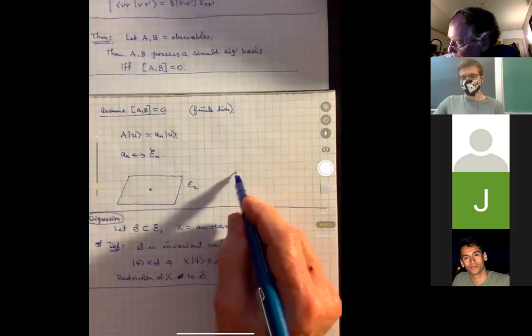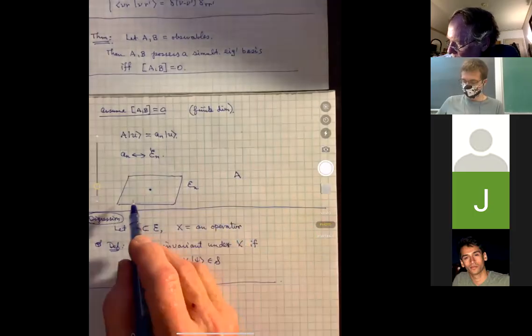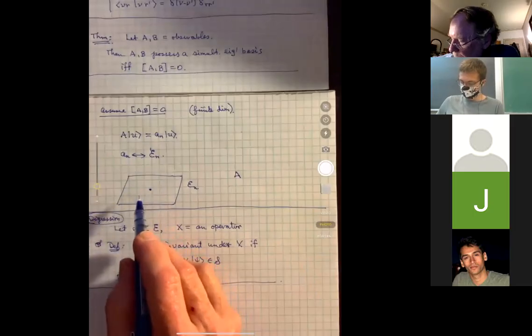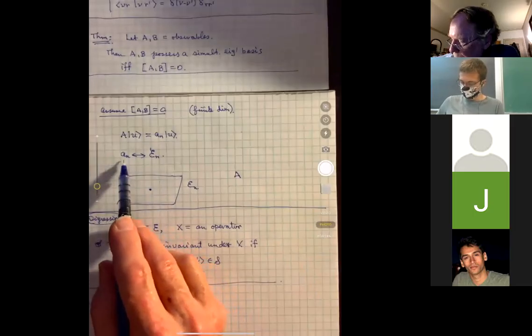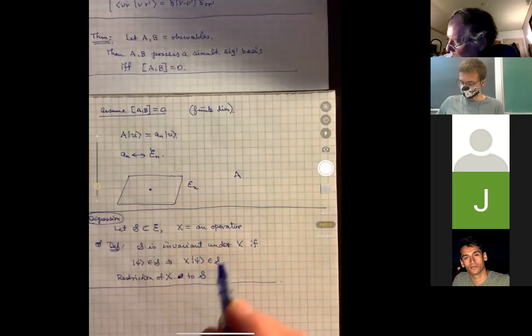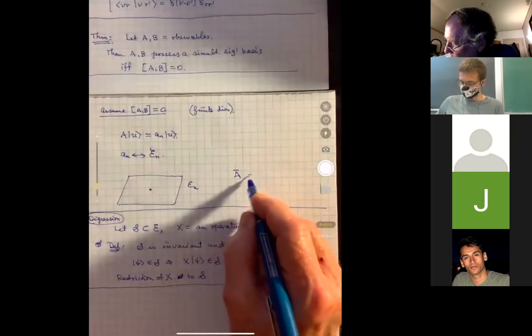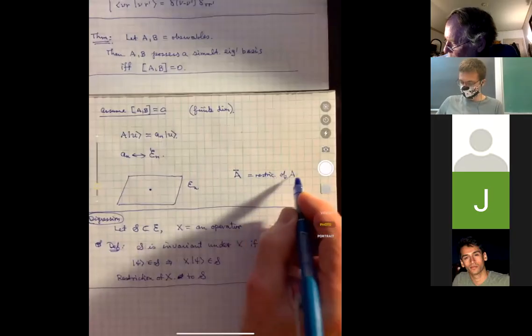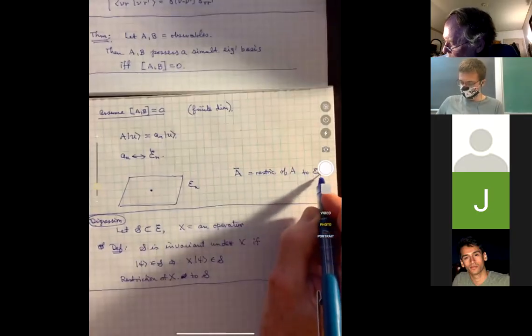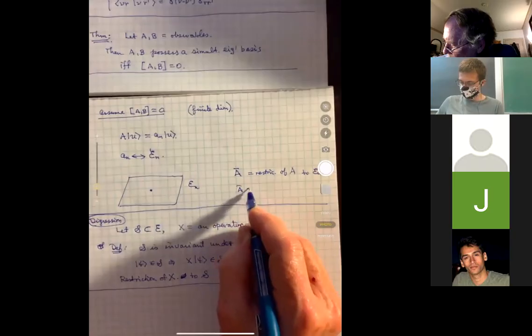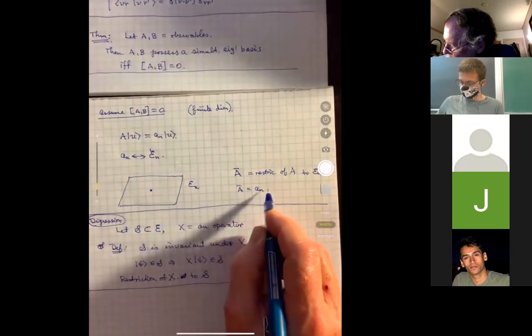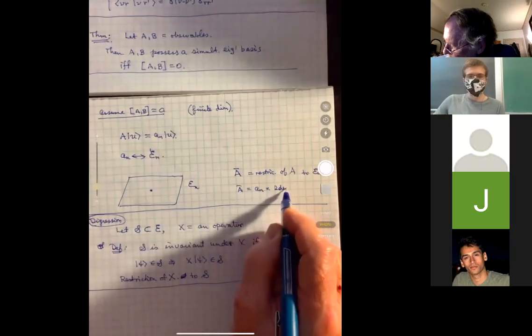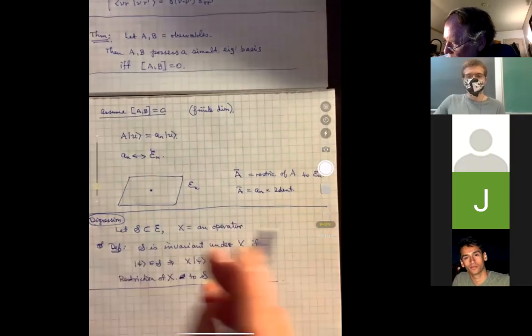In fact, it's more than that. The operator A restricted to the subspace En is really just a constant. It's just a multiplication by An. That's all it is. Allow me to use an overbar to indicate the restriction of A to the subspace En. Then A bar is just equal to An times identity on that space.